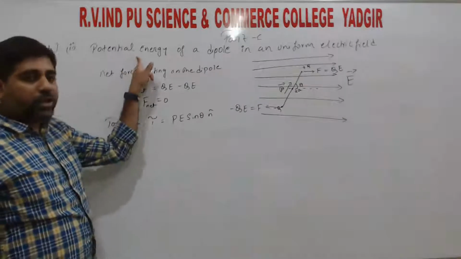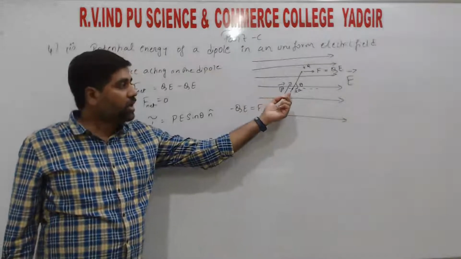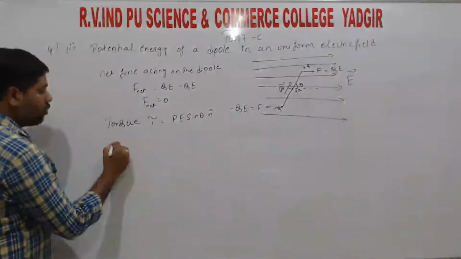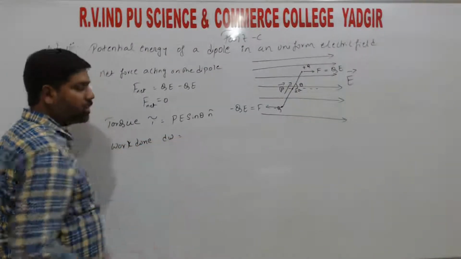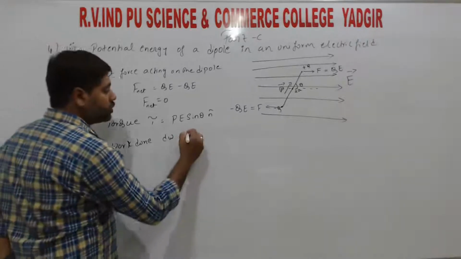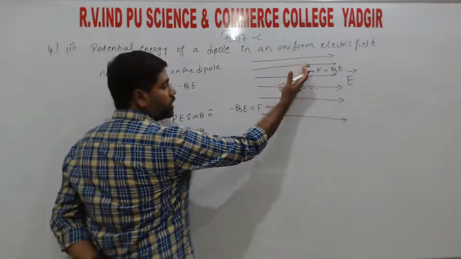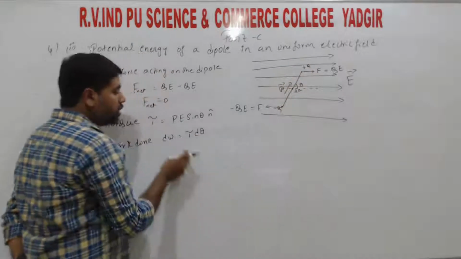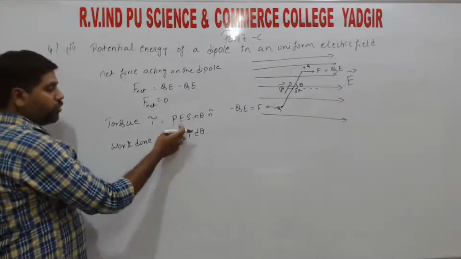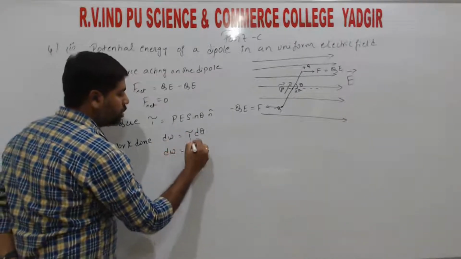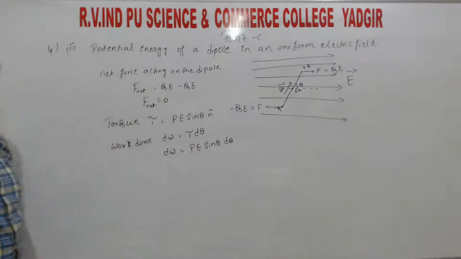Now we need to find the potential energy. Before finding the potential energy, first we need to find the work done in rotating the dipole. Initially we consider the small work done dW, which is equal to tau into d theta. Here d theta means a small rotation of the dipole, so a small work is done. Over the total rotation we get the total work done. We know the relation for tau, that is PE sin theta into d theta.